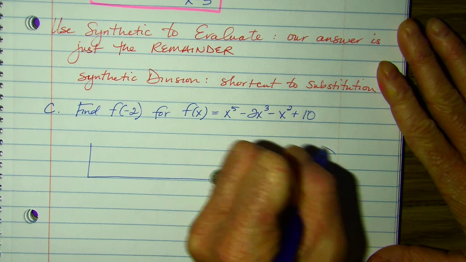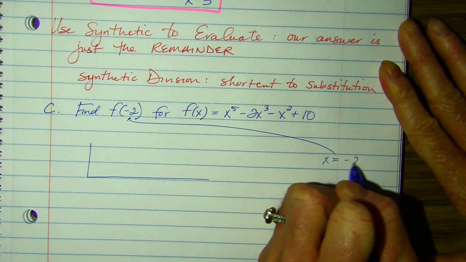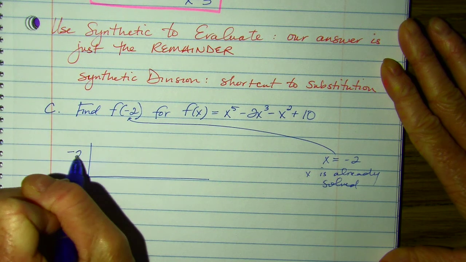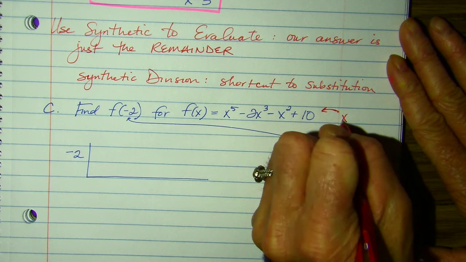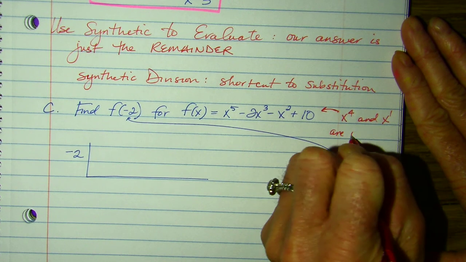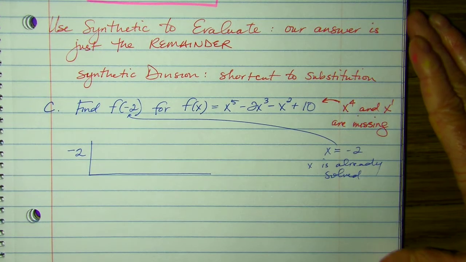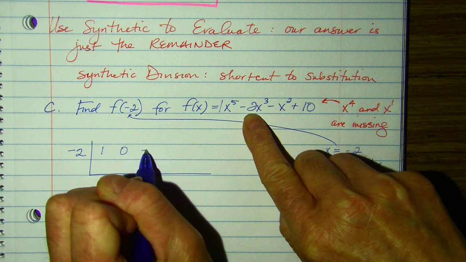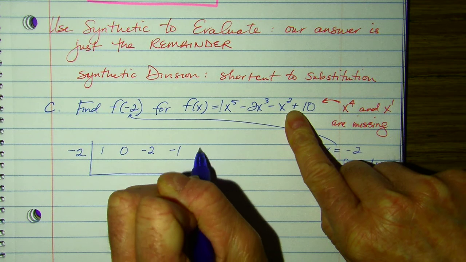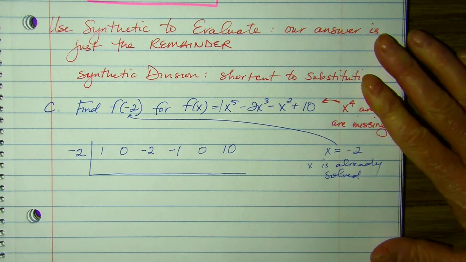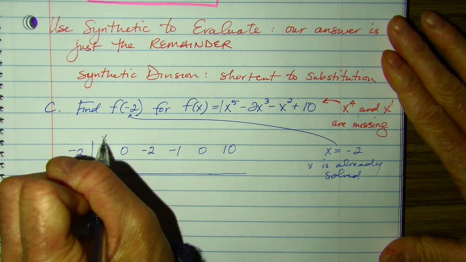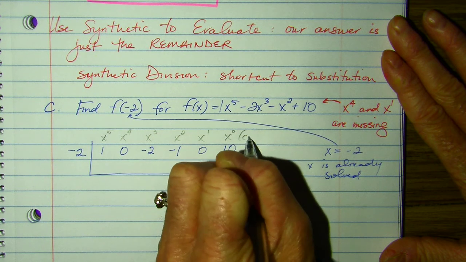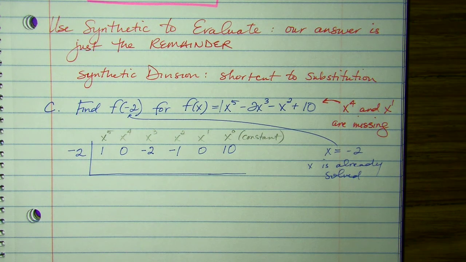This already, x equals -2. X is already solved. So I'm simply going to put -2 here. Now, noticing up here, x to the 4th and x to the 1st are missing. So I'm going to use a 0. So I've got a coefficient of 1, but then I'm missing to the 4th, -2, -1. I'm missing x to the 1st, 10. So if you need to see what each of these is for, this is x to the 5th. X to the 4th is missing, x cubed, x squared, x to the 1st, x to the 0, or your constant. So you have to fill 0 in if anything is missing.